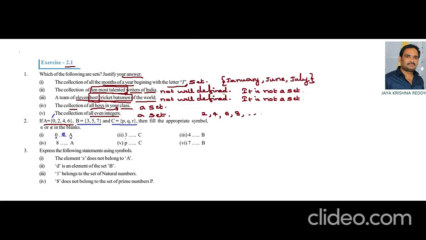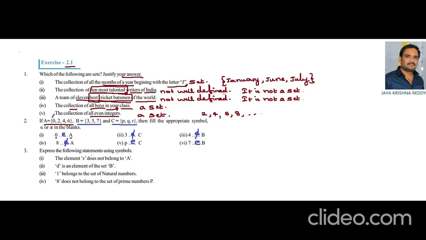In the same way, second one, 3 and set name is C. You have to check whether 3 exists in the set C or not. 3 belongs to actual set B but not in C. So 3 does not belong to set C. In the same way, 4 does not exist in the set B, so 4 does not belong to B. In the same way, 8 also does not belong to set A, and small p belongs to set C, and 7 belongs to set B.